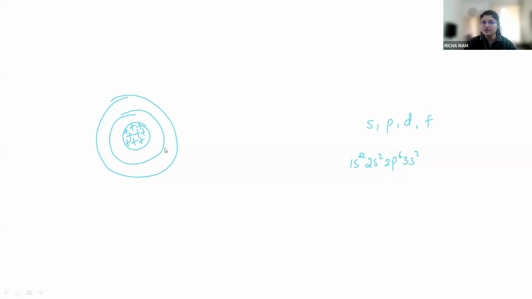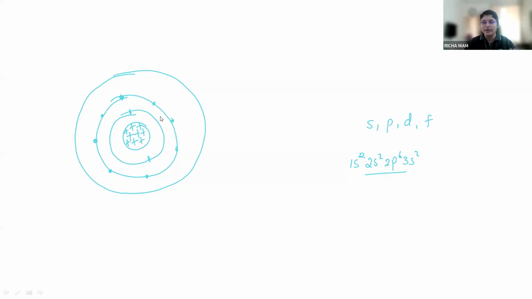In the first shell, the number of electrons accommodated can be 2. The next shell can accommodate a maximum of 8, and then subsequently it increases. So 2, 8, 8. Like that, the filling of electrons takes place around your nucleus.